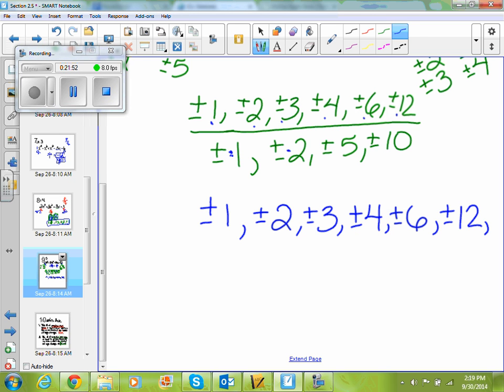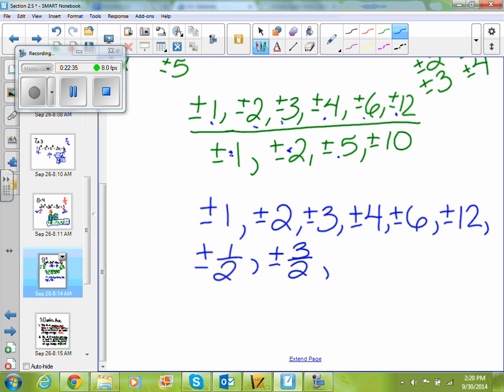So 1 divided by 2 is 1/2, so positive or negative 1/2. 2 divided by 2 is 1. We already have 1 as an option, so I don't have to rewrite it. 3 divided by 2 is 3/2, so positive or negative 3/2. 4 divided by 2 is 2, which we already have from my first set of groupings, so I don't have to rewrite it. 6 divided by 2 is 3, which we already have, so I don't have to rewrite it. And 12 divided by 2 is 6, which again, we already have, so I don't have to rewrite it.